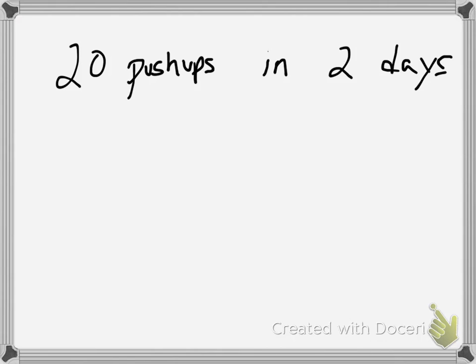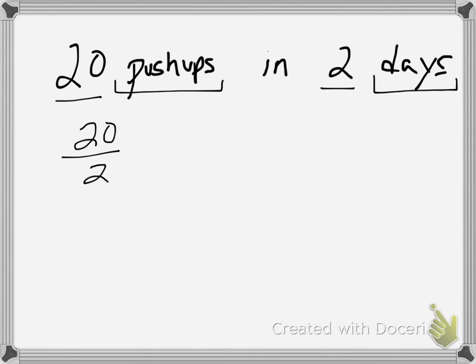All right, so here's the example of a rate. 20 push-ups in 2 days. I have two different numbers here, the 20 and the 2. I also have two different units, 20 push-ups, but it's in 2 days. I'm comparing these. So I could write this as a fraction, and it would be 20 over 2. If I chose to get this down to have a 1 in the denominator, then I would have a unit rate.